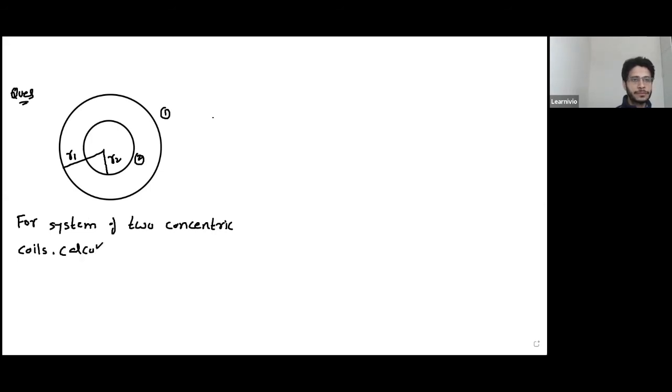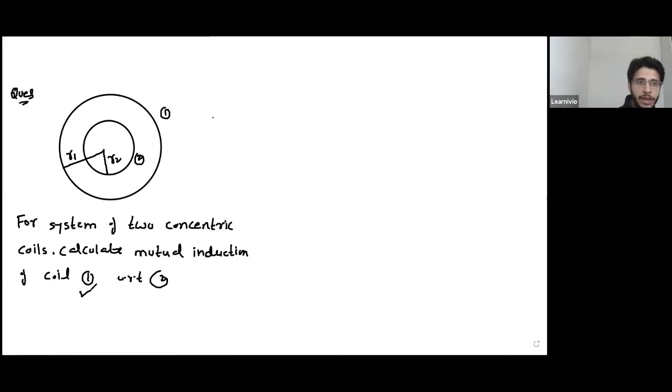Calculate mutual induction of coil 1 with respect to 2. So what's the name of this mutual induction? Is it M21 or M12? Mutual induction of coil 1 with respect to 2. That means M12. M21 means mutual inductance of 2 with respect to 1. 1 with respect to 2 is M12.